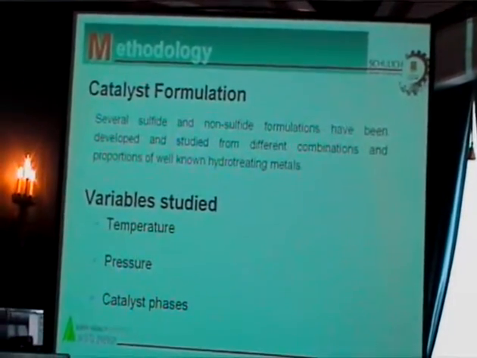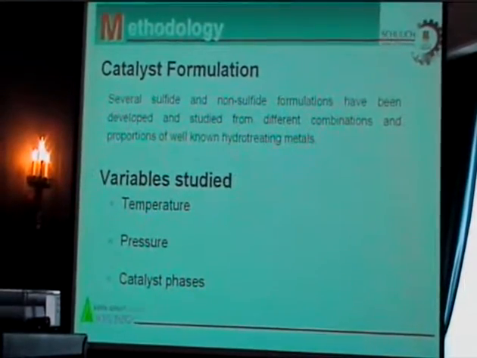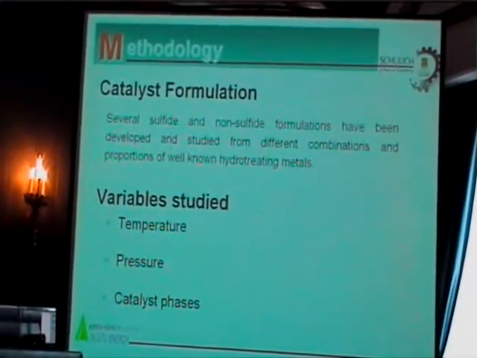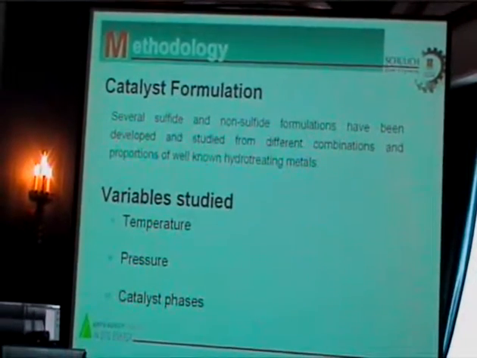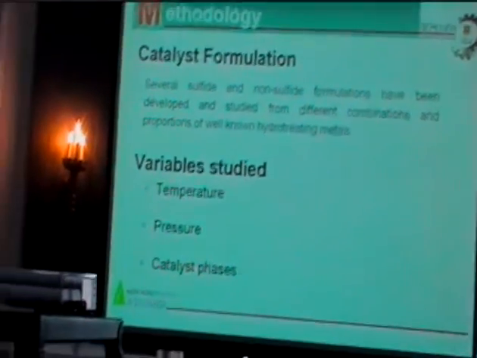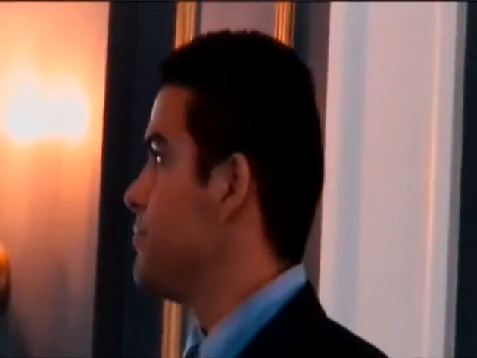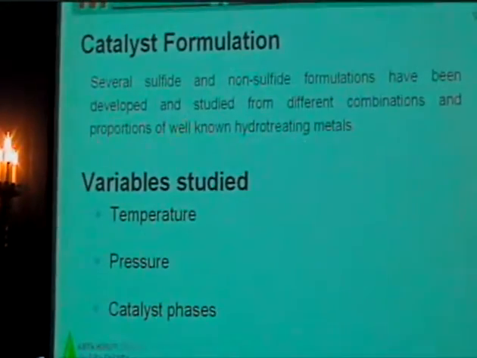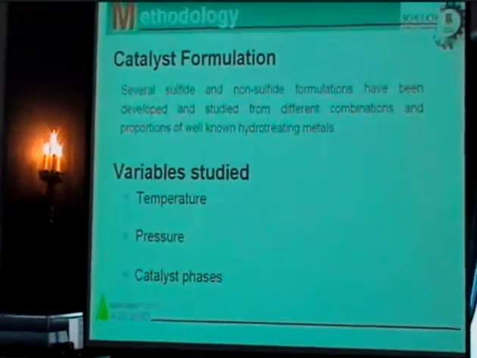Now, the methodology used to form these ultra-dispersed catalysts was using microemulsions, where we have the catalyst precursors and disperse these precursors into the feed by removing any other compounds that we have in the microemulsions. We form several sulfide and non-sulfide formulations of the regular hydrotreating metals, which are molybdenum, tungsten, nickel, and cobalt, and we study the variables, temperature and pressure, at which we form these particles and the catalytic phases that we obtain.